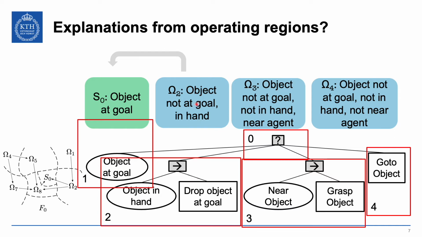And as we've seen here, the operating regions are designed so that executing drop object at goal will result in the object being at goal, and similarly grasp object is designed to get the object in hand, and go to object is designed to be near the object. So we have these transitions, and this is a well-designed behavior tree. It's going to reach the object if every low-level action does what it's supposed to. But we're getting reactive explanations. Why are you doing this? Well, because the object is not at goal and not in the hand and not near the agent. We want these proactive explanations as well.